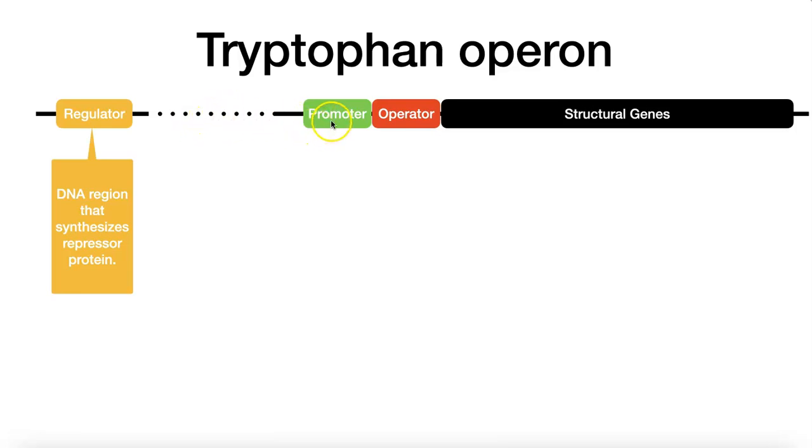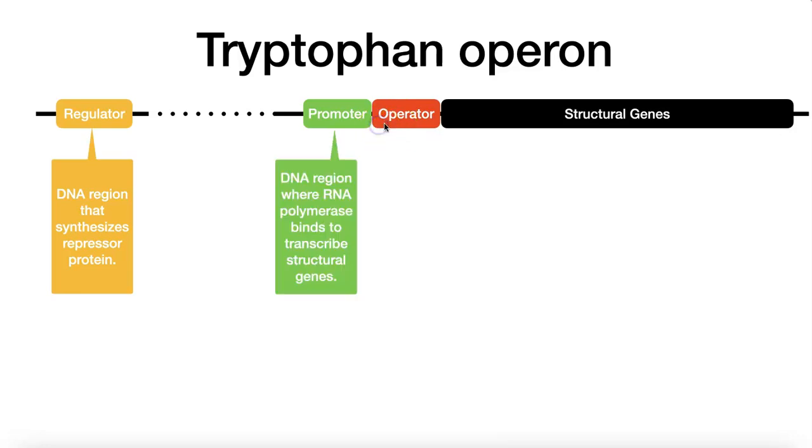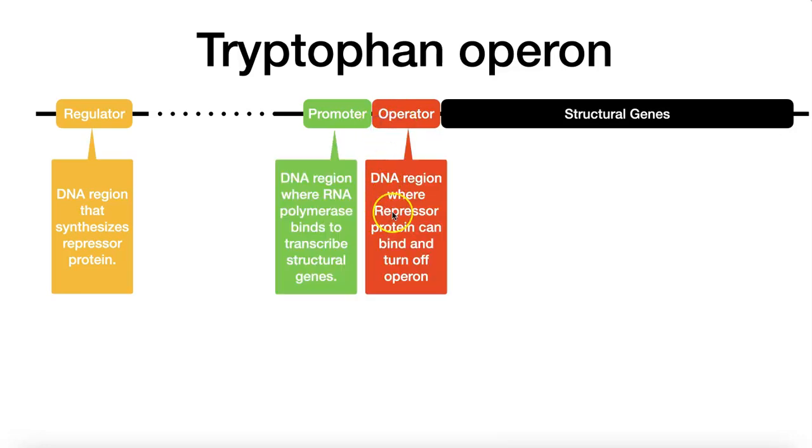The promoter is where RNA polymerase binds. RNA polymerase is the enzyme responsible for transcription. The operator is where the repressor protein binds to turn off transcription. And the structural genes are those genes that are responsible for whatever this operon is designed to do. So in the tryptophan operon, again, there are 5 proteins that are synthesized to make tryptophan.